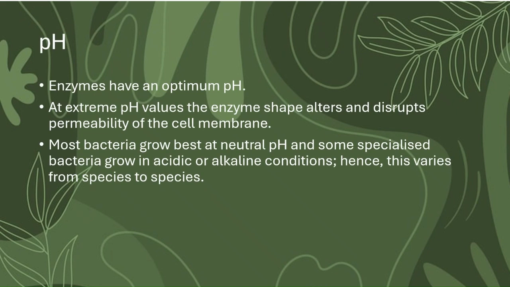So now to look at pH. Enzymes have an optimum pH, and at extreme pH values, the enzyme shape alters and disrupts permeability of the cell membrane. Most bacteria grow best at neutral pH, and some specialized bacteria grow in acidic or alkaline conditions. Hence, this varies from species to species.